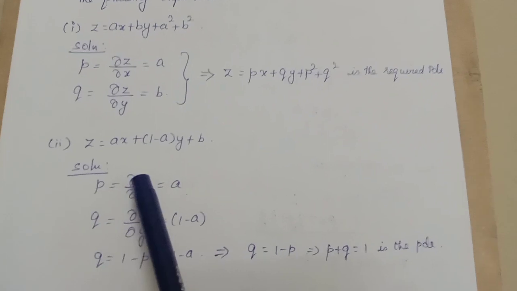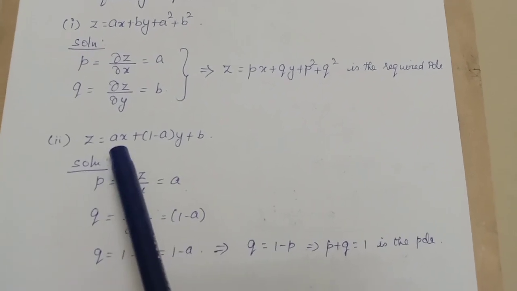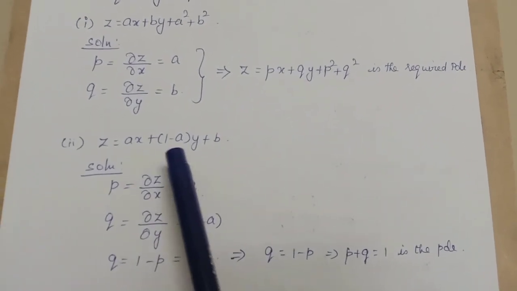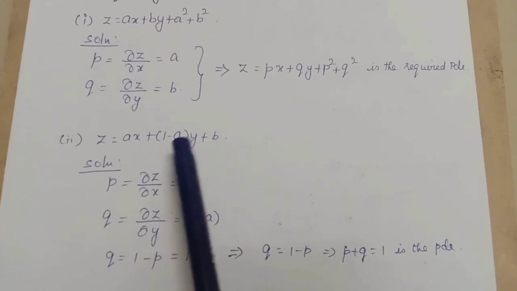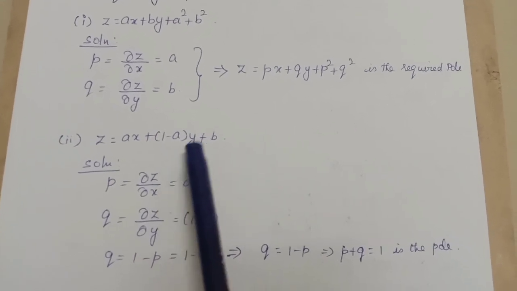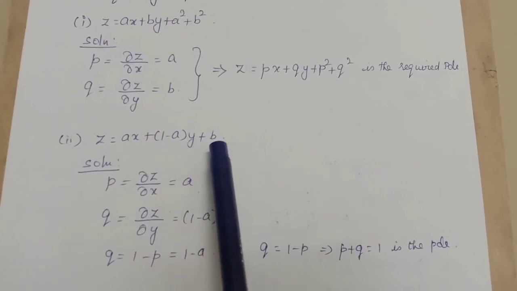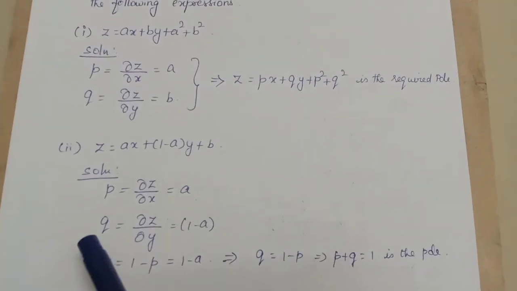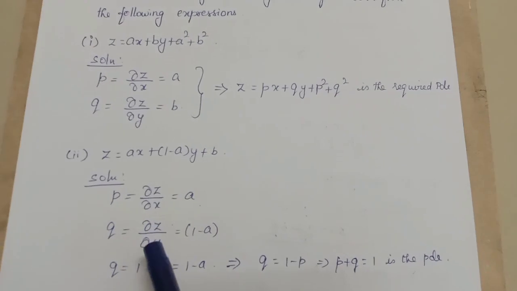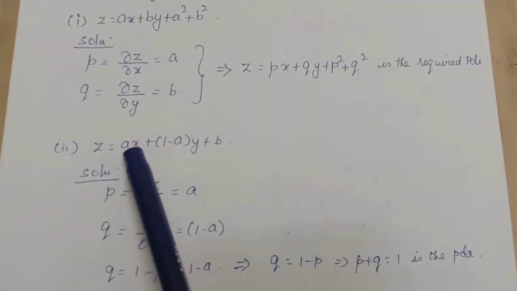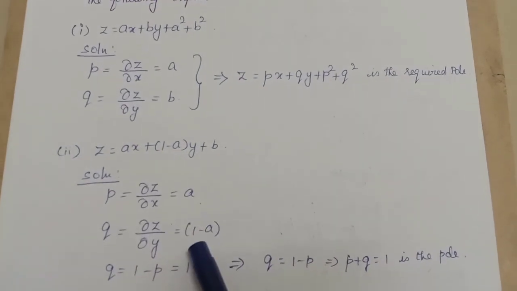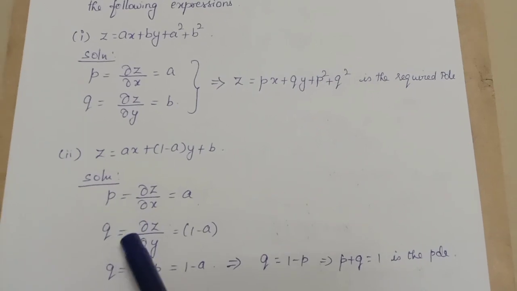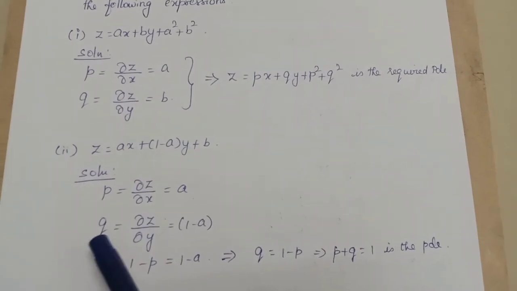So p, dou z by dou x, is equal to this ax will become a, right? And these two terms will become 0 because y is also treated as constant when you differentiate with respect to x, and this b is a constant, so obviously it will also become 0. Next, q equal to dou z by dou y. So it's equal to, this will become 0 and this will become 1 minus a, right? So we find both the first order derivatives.